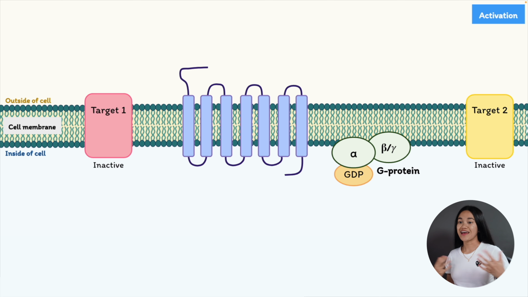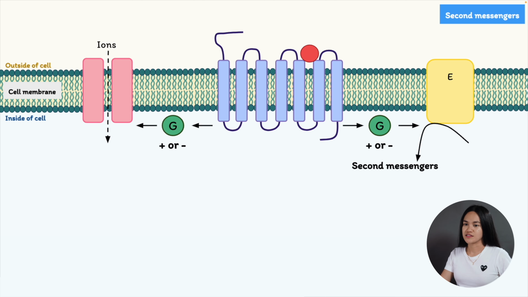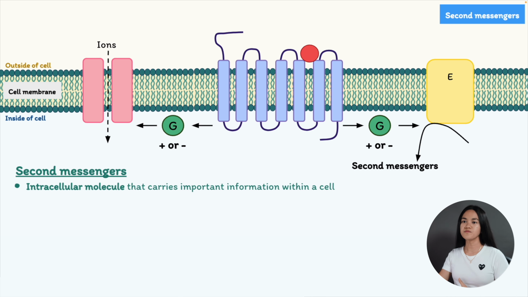We're now going to go through the next step in this signaling cascade, which is what happens after a G protein is activated. This is where the concept of second messenger systems comes in. We're going to look at the role of second messengers in intracellular signaling, and then we'll go through some important second messenger systems. Okay? First of all, what exactly is a second messenger? So, a second messenger is an intracellular molecule that carries critical, very important information within a cell.